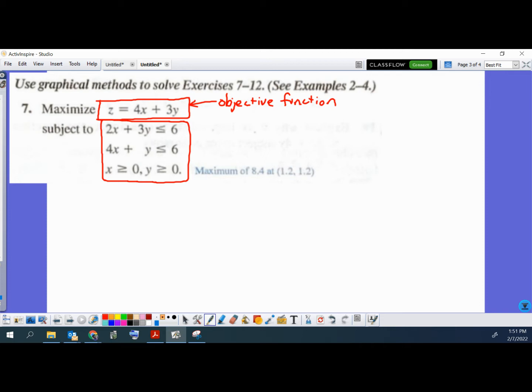In business, maybe it's profit. We want to maximize profit. Or maybe it's a cost function. We want to minimize costs, something like that. And then you've got these constraints. And the constraints are that system of inequalities that we graph. You graph the system and it gives you the feasible region.